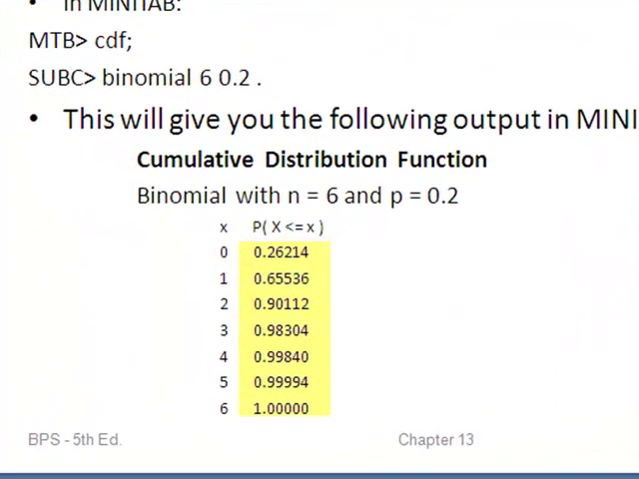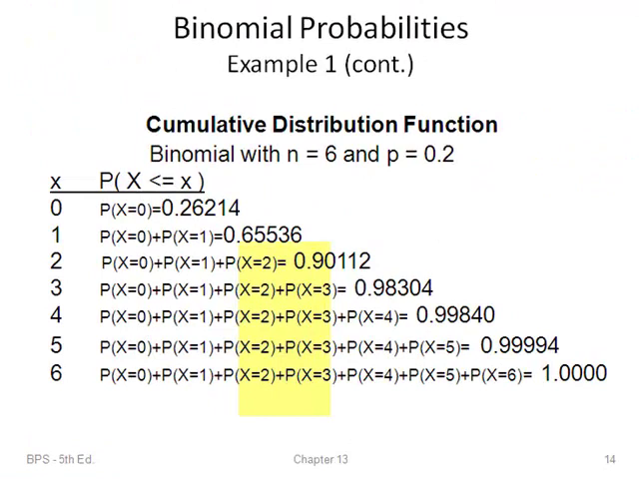Just like we got there. But we're showing how Minitab got it. And it's just as I said, when you see x equals 3, that's just the probability that x is 3 or smaller than 3. So that 0.98304 is the probability that x equals 0 plus the probability that x equals 1 plus the probability that x equals 2 plus the probability that x equals 3.